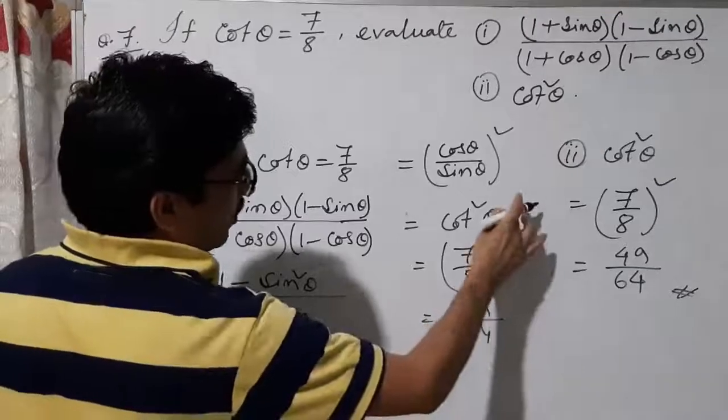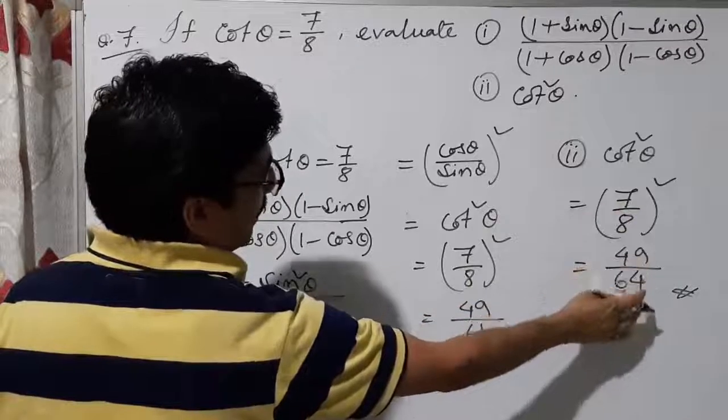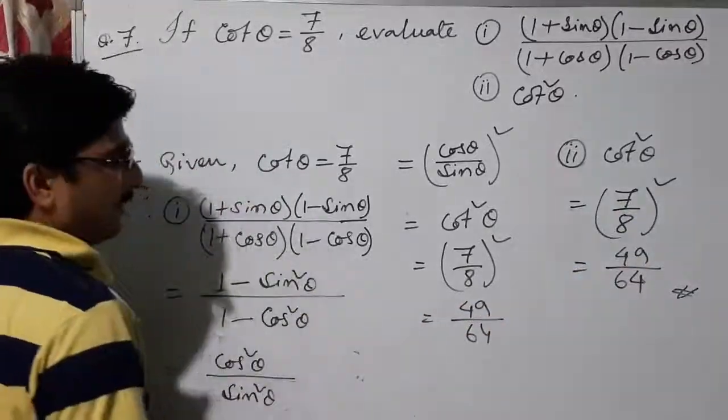Now question number 2 is from here. Check cot square theta, its value is 7 by 8 given, so 49 by 64. The same question is given two times.